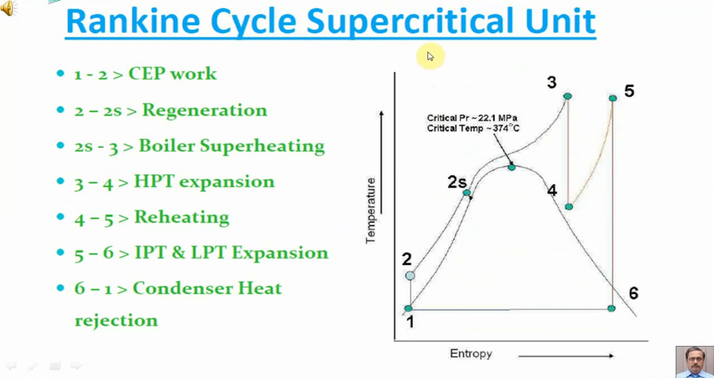Rankine cycle, supercritical unit. From point 1 to 2 is condensate extraction pump work. 2 to 2S is regeneration. 2S to 3 is boiler superheating. 3 to 4 is high pressure turbine expansion. 4 to 5 is reheating. 5 to 6 is intermediate pressure turbine and low pressure turbine expansion. 6 to 1 is condenser heat rejection.